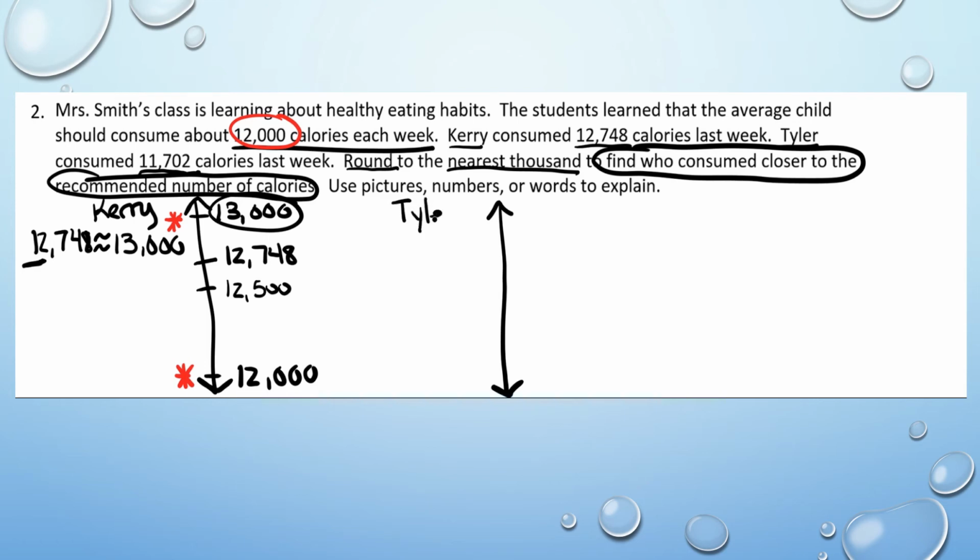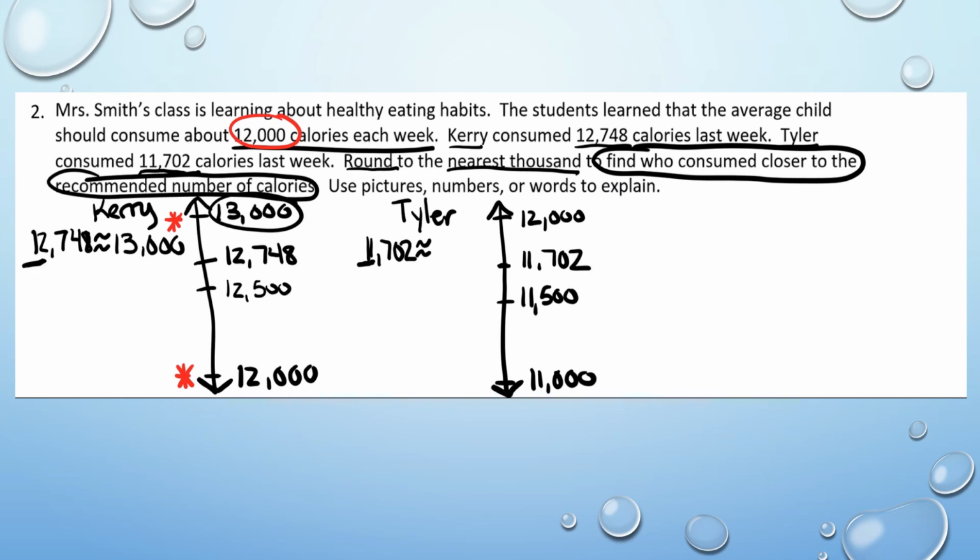I'm going to label this Tyler and put his original number, 11,702, and my rounding symbol. I'll put my benchmarks down. My bottom benchmark, if I'm rounding to the thousands place, is 11,000. I'm going to add 1,000 to 11,000 to make 12,000 for my top number, which would mean my mid number would be 11,500. In Tyler's number, in the hundreds place, he has a 7, and I know 700 is larger than 500, so his number would go above the midline.